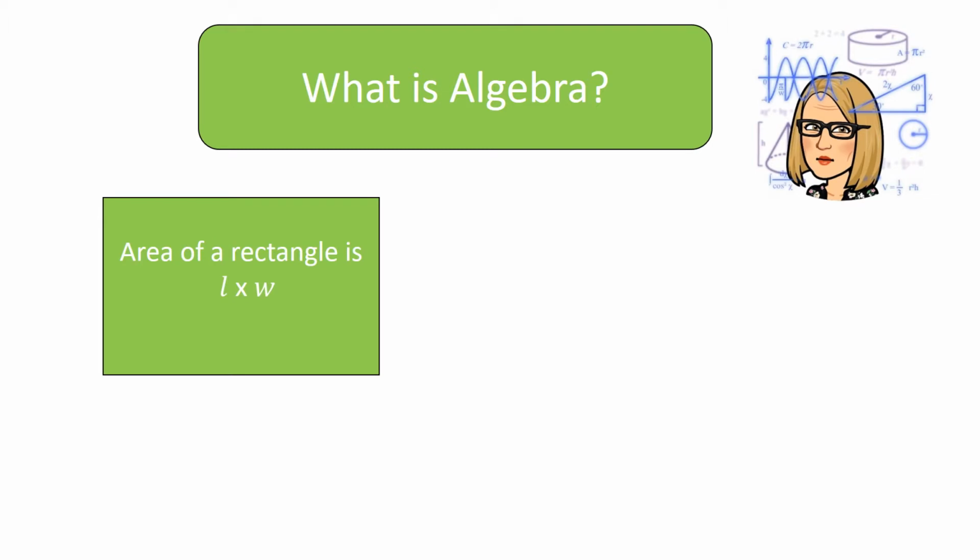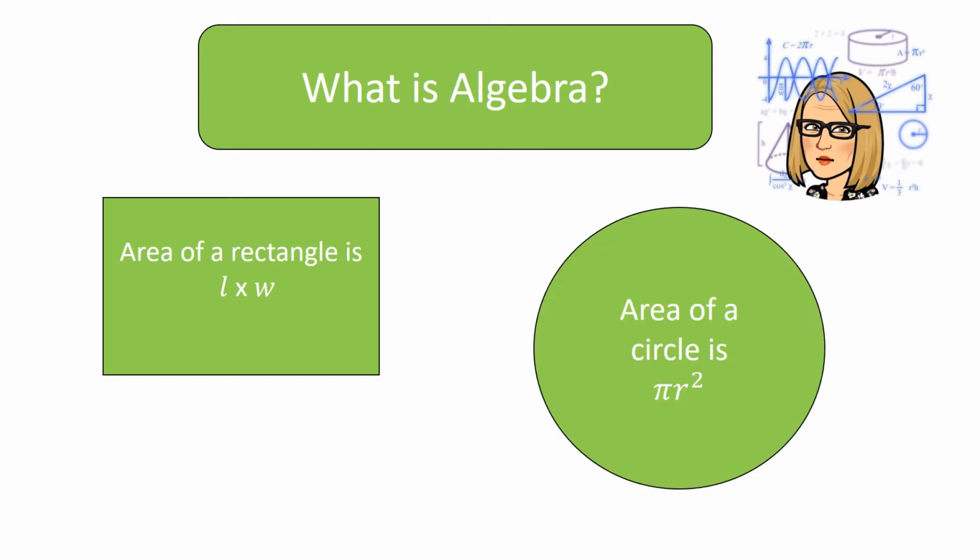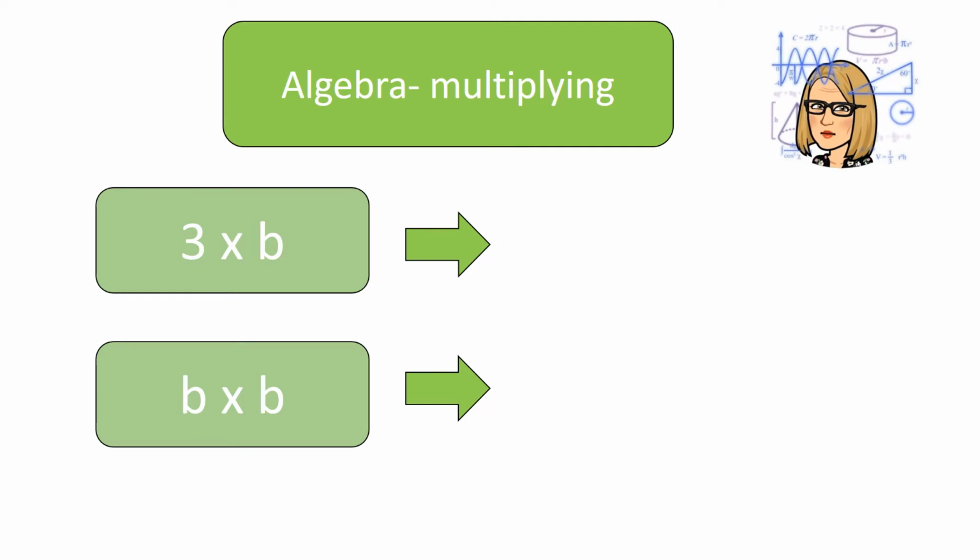For example, we calculate the area of a rectangle using the formula length multiplied by width. And here I'm using L to stand for the length of the rectangle and W to stand for its width. We calculate the area of a circle with the formula pi r squared, and here the r stands for the radius of the circle. So a few rules that you've got to remember when you're using algebra.